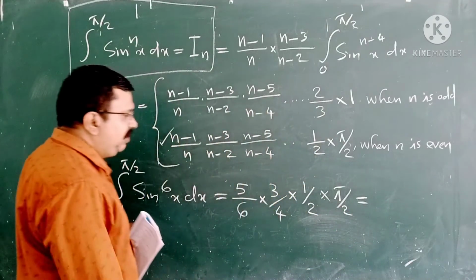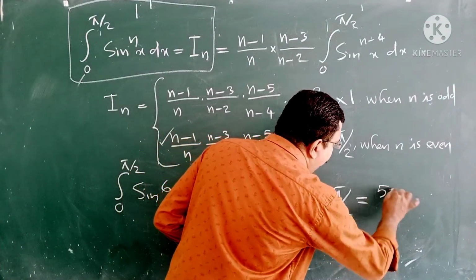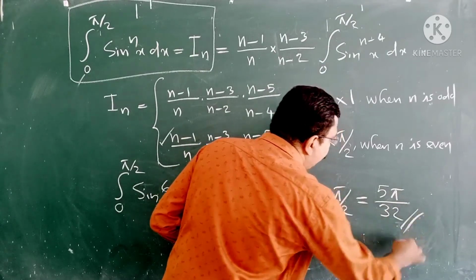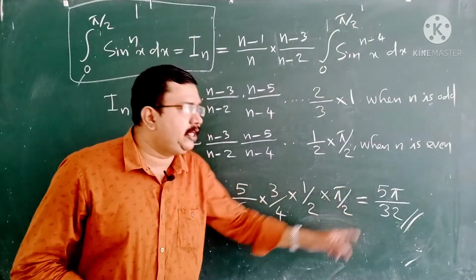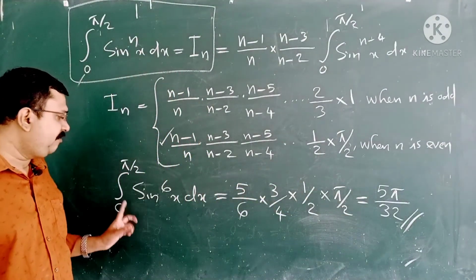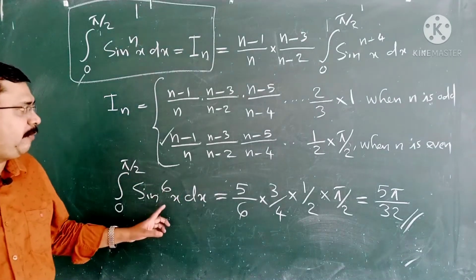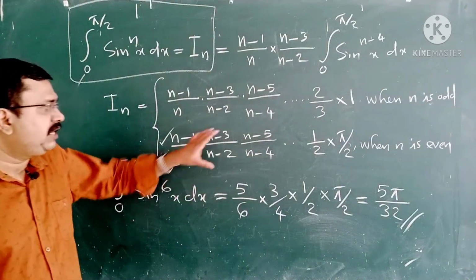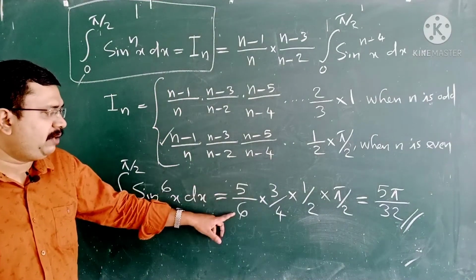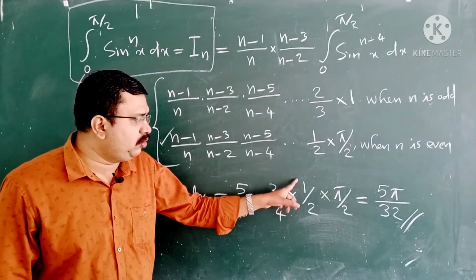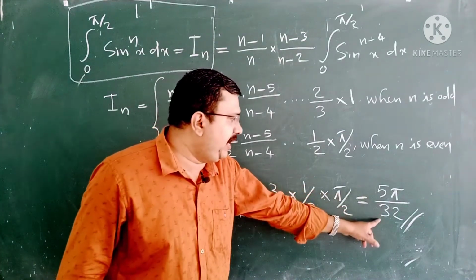When we solve this one, we will get the final answer 5 pi by 32. Remember that our question is to find the integral from 0 to pi by 2 of sin raised to 6x dx. Here n is even, therefore we are applying the second condition. That is equal to 5 by 6 into 3 by 4 into 1 by 2 into pi by 2. The final answer is 5 pi by 32.